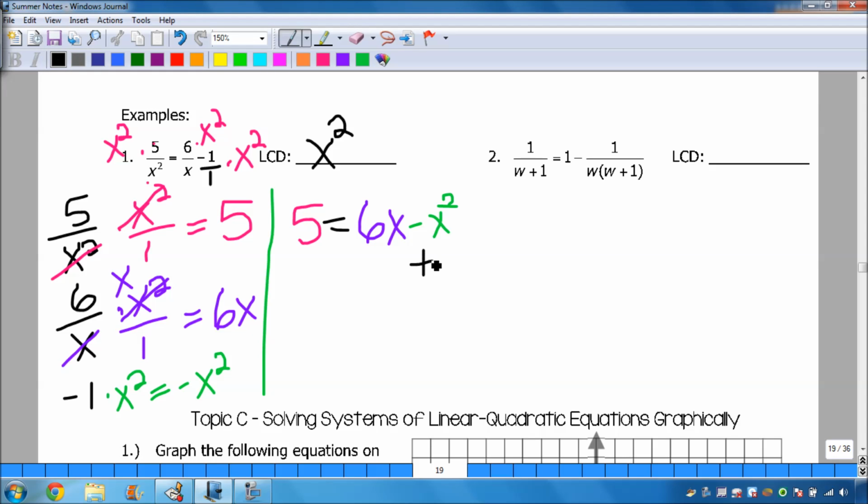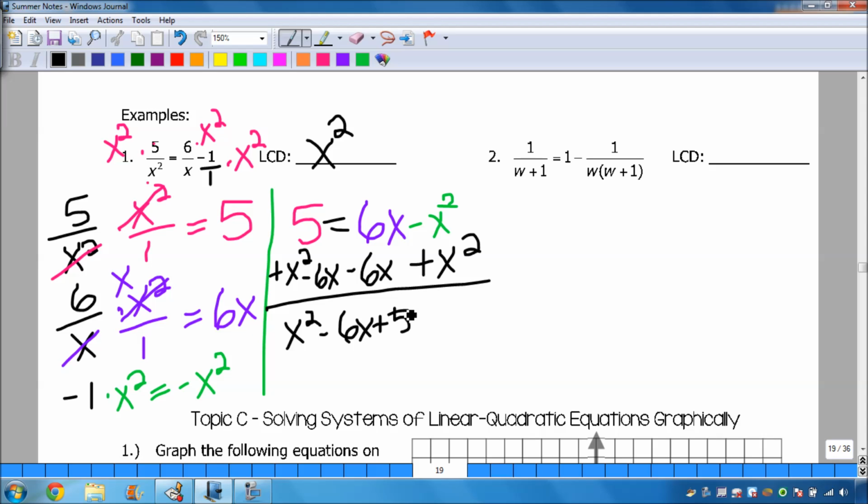Since this is quadratic, I'm going to get everything on one side by making sure that I don't have any negative x squareds. That'll make things easier for me. So I end up getting x squared minus 6x plus 5 equals 0. Factor. I end up getting x minus 5, x minus 1, so that means my answers are 5 and 1. Okay? But what I need to do is make sure that I check my answer.